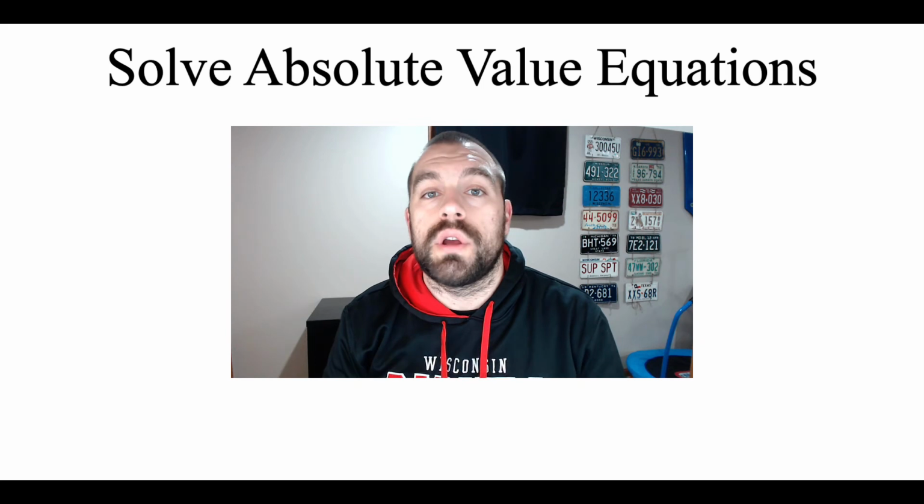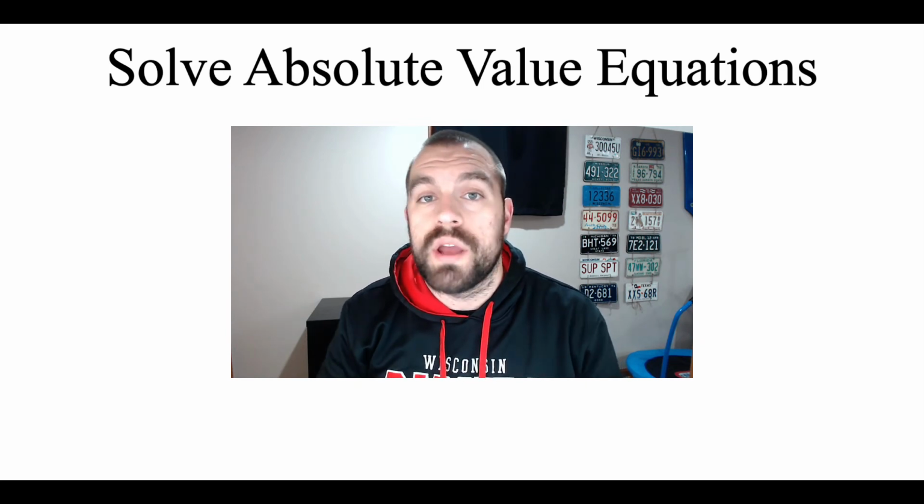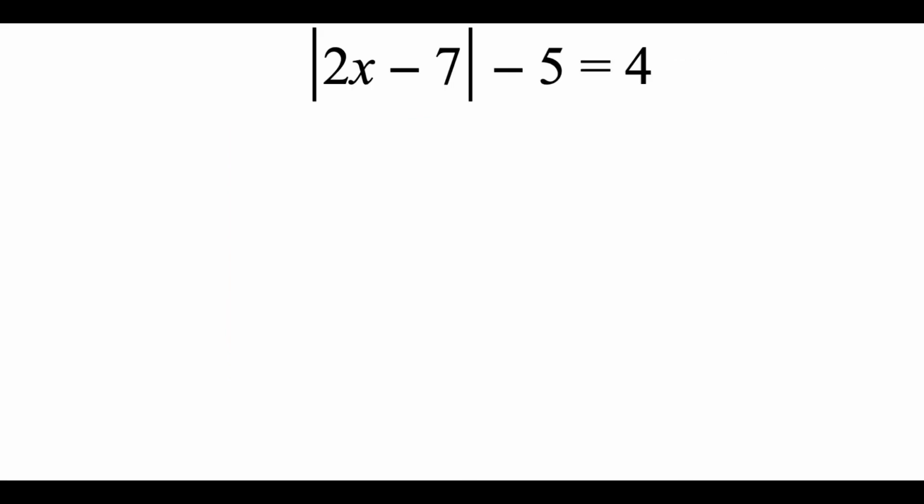In this video, we're going to look at solving absolute value equations. So in this video, we're going to look at some absolute value equations that are a little bit more complicated. So this first example says we've got the absolute value of 2x minus 7, minus 5, is equal to 4.